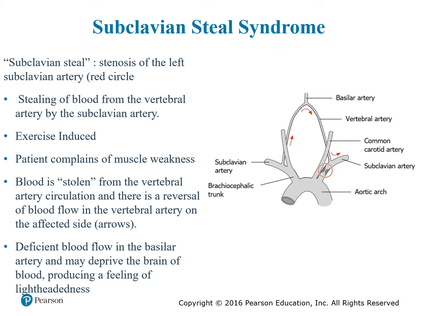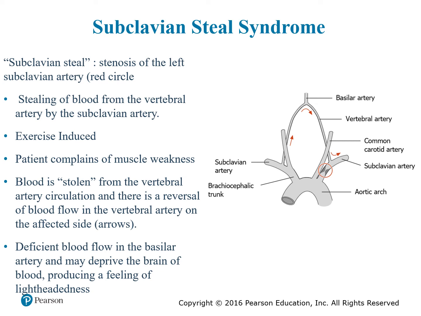The anatomical basis of what we call subclavian steal syndrome. So subclavian steal is an interesting concept here. So it usually results from stenosis, which is a narrowing, a stenosis of the left subclavian artery located proximal to the origin of the vertebral artery. This syndrome involves a stealing of blood from the vertebral artery by the subclavian artery.